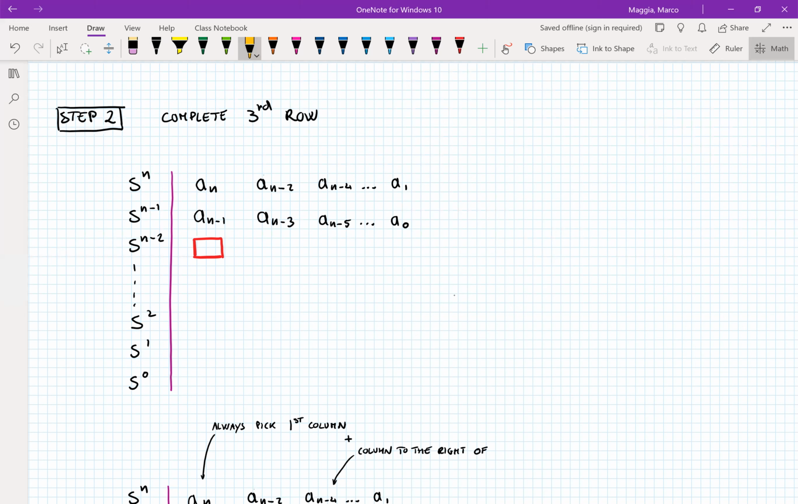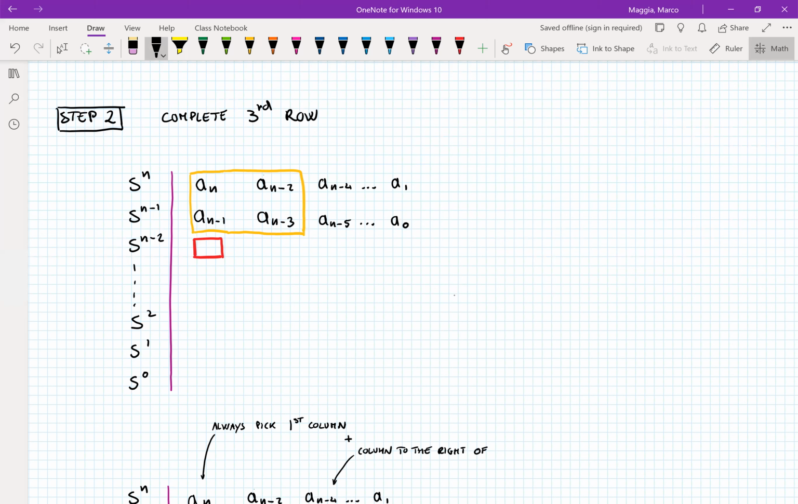So what we're going to do is we consider the terms of the first column right above the spot that we want to compute. So the first two entries above, that is an and an minus 1. And then we pair them with the other two coefficients to the right of them. And so we have these 4 coefficients here.